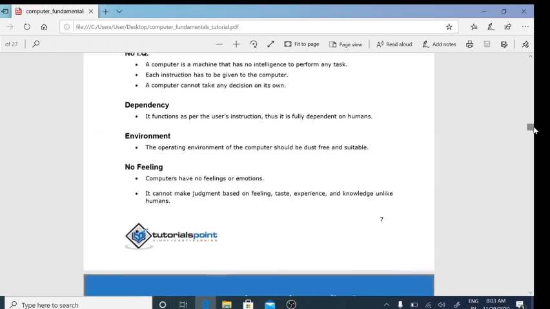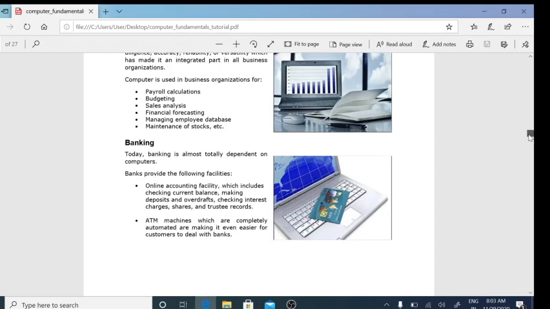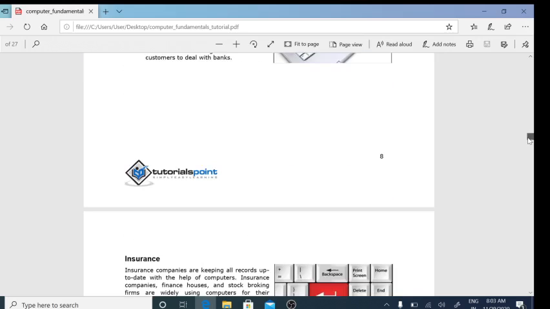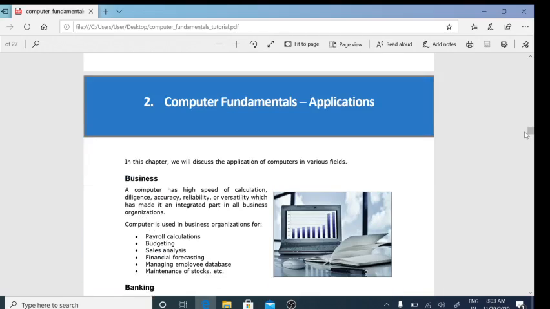So that was all the basics of computers: the definition of a computer, and the advantages and disadvantages of computers. And in the next lecture, we will see the applications of computers. Thank you.